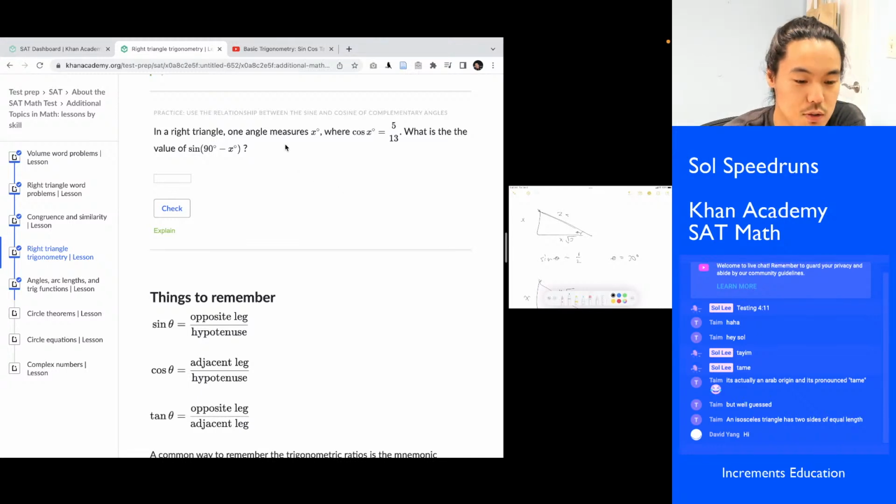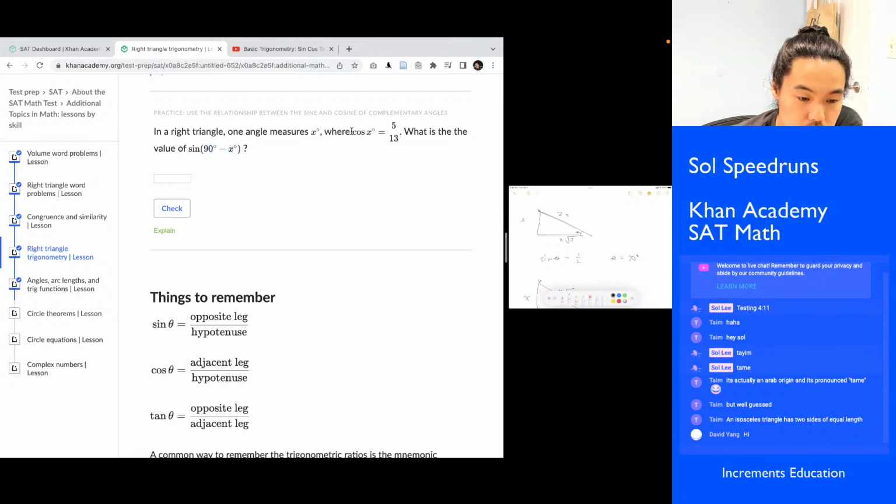Hang on, I want to do this. One angle measures x degrees, where the cosine of x degrees is 5/13. So 5, 12, 13, right? So x is between the 5 and 13 sides, so it's the 60 degrees. It's the 60 degrees. So what's the sine of 30 degrees?